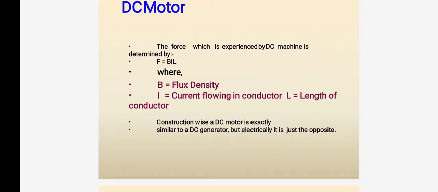So the force in the DC machine is determined by F equal to BIL, where B is the flux density, I is the current flowing through the conductor, and L is the length of the conductor. Construction wise, a DC motor is exactly similar to a DC generator, but electrically it is just the opposite. Just opposite means the generator converts mechanical energy into electrical energy, and the motor converts electrical energy into mechanical energy. Construction wise both are the same, but operation wise they are exactly opposite to each other.